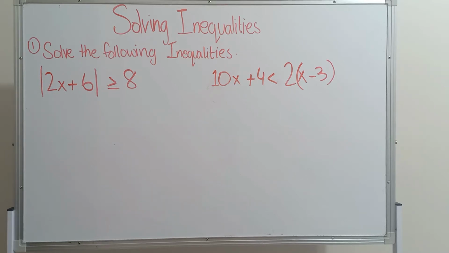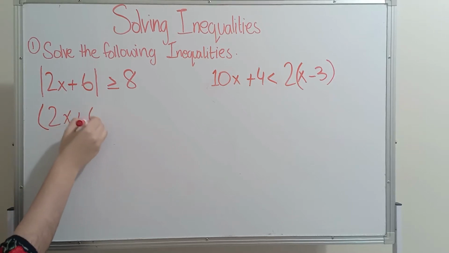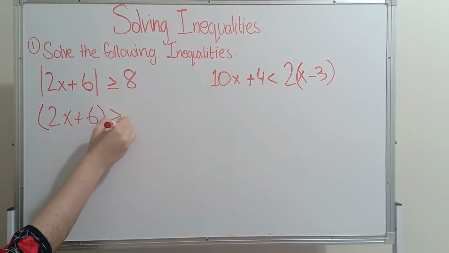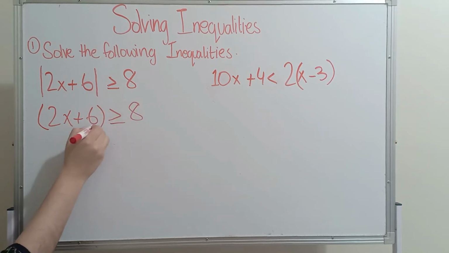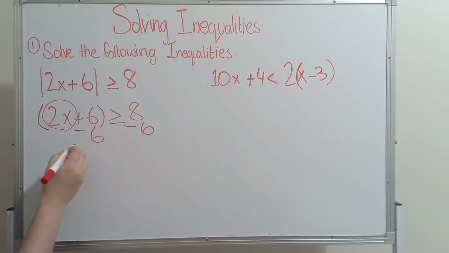The first one says the absolute value of 2x plus 6 is greater than or equal to 8. First we can just change these absolute value bars into brackets, or we can just remove them. But let's just change them into brackets. So 2x plus 6 is greater than or equal to 8. Now we just subtract 6 from both sides because we want this variable by itself.